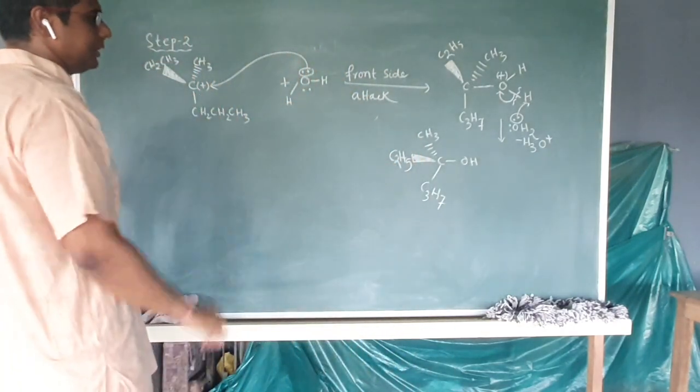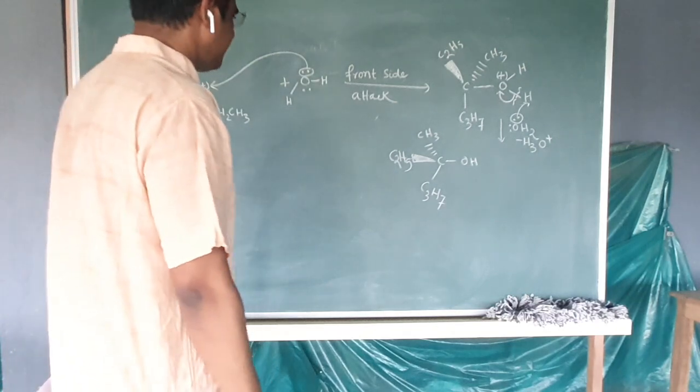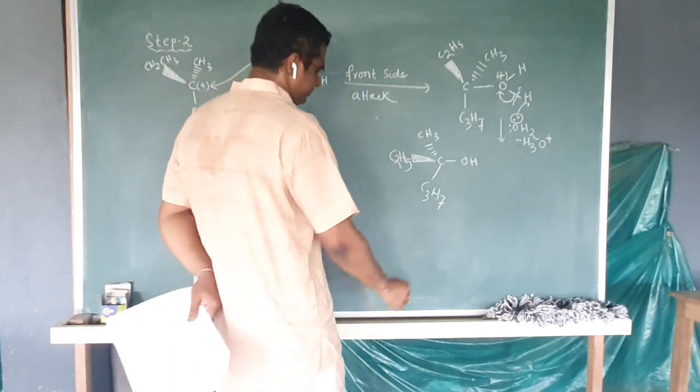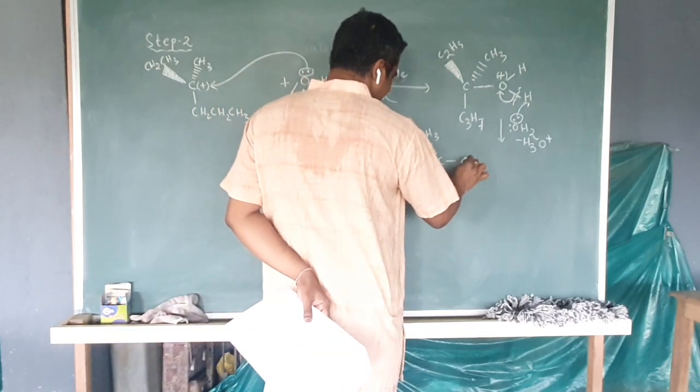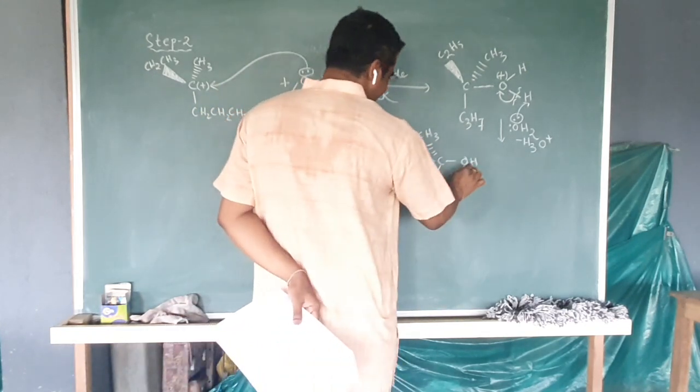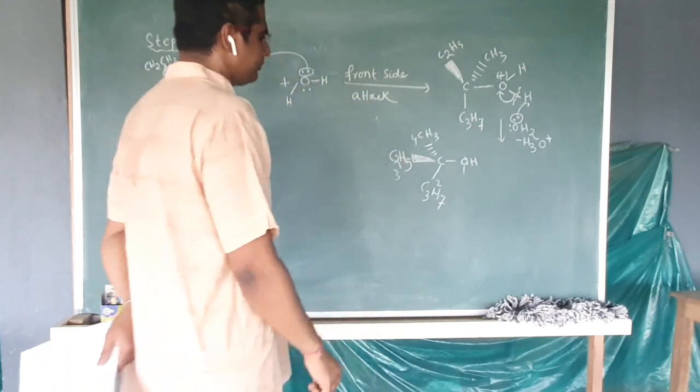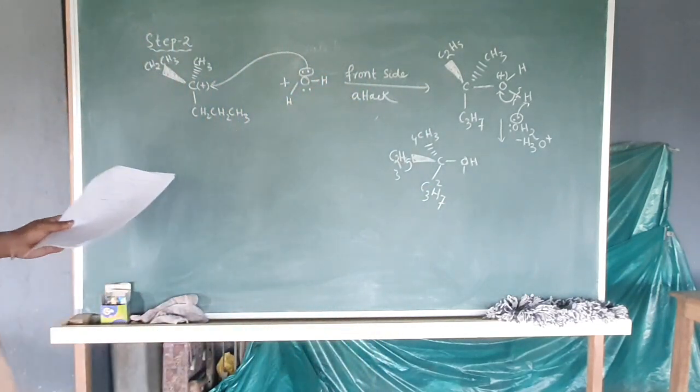So this is the structure now. Now let us see what kind of isomer it is. Look, oxygen has the highest atomic weight. I'll number it 1, 2, 3, 4. Okay guys? 1, 2, 3, 4.